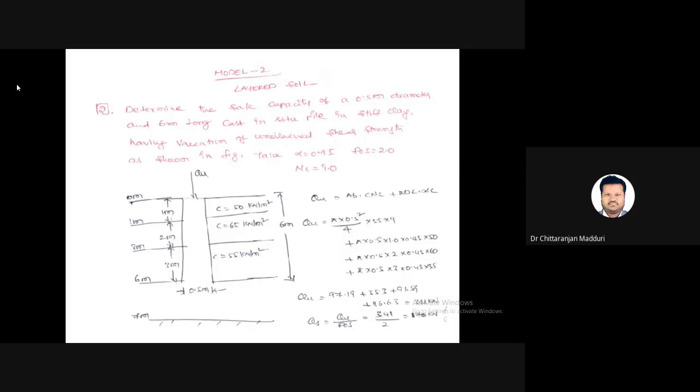So the ultimate load is equal to 341 kilonewtons. Safe load is equal to ultimate load divided by factor of safety, 341 by 2, equal to 170 kilonewtons.